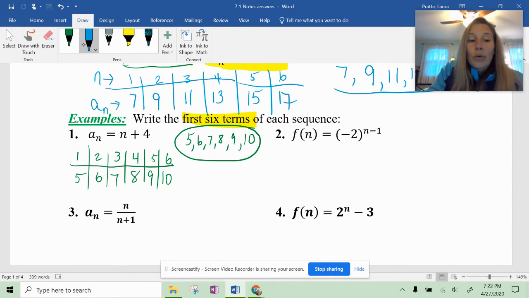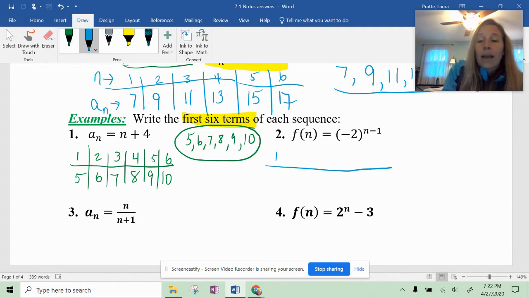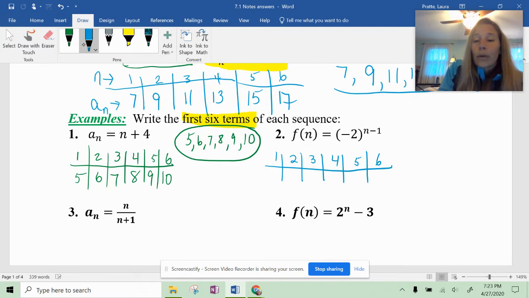So now if I'm moving on to number 2, this time they're setting it up as an f of n in a function format instead of the a sub n format, but you're not going to do anything differently. It's just a different way of setting it up. This time we have a different type here. Instead of it being linear, it's got an exponent, so it's an exponential. So when I go to plug in this one, remember your order of operations with PEMDAS, you have to do that exponent portion first before you do the rest.